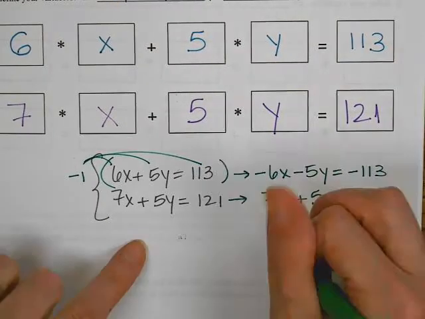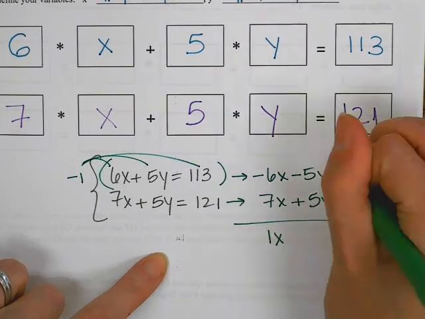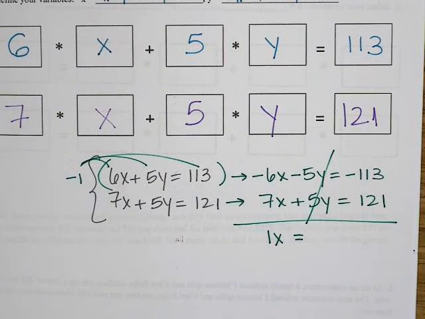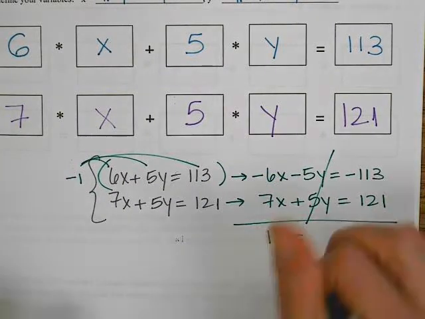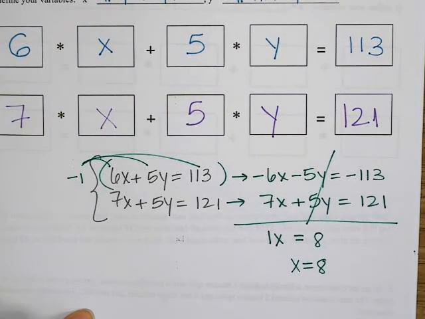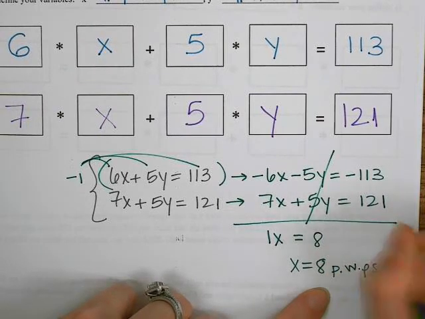All right, add going down. -6 plus 7 is 1x. These cancel. -113 plus 121 I think is 8. So x is 8. All right, so 8 plain wrapping papers.